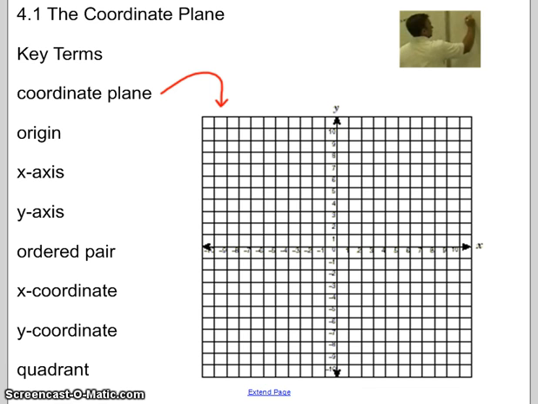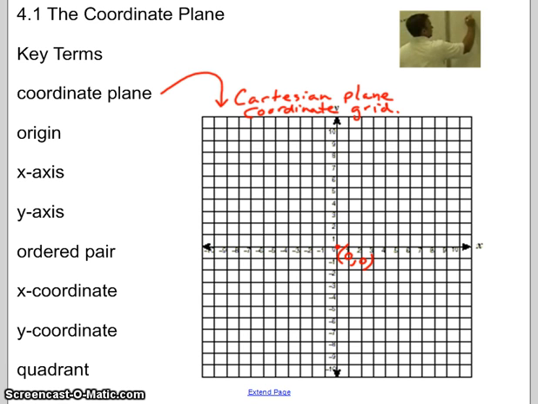It's also referred to as the Cartesian plane, or the coordinate grid. Cartesian is the gentleman who invented this thing. Okay, so those are other names. We also have the origin. The origin is the center of the coordinate plane, and the origin has a coordinate, what we call a coordinate, 0, 0.